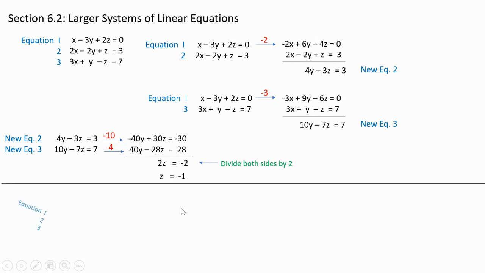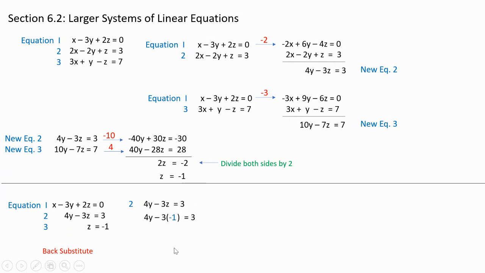So now we're going to back substitute. This will be equation 1, and I call this equation 2, and this will be equation 3. Now we're going to back substitute. So we already know what the z is. Now we go to number 2 to solve for y. So we know z is -1, so I'm going to plug in -1 for the z. By doing so, it gives us 4y plus 3 equals 3. So then we subtract 3 from both sides, so we get 4y equals 0. And we divide by 4, so we know y equals 0.